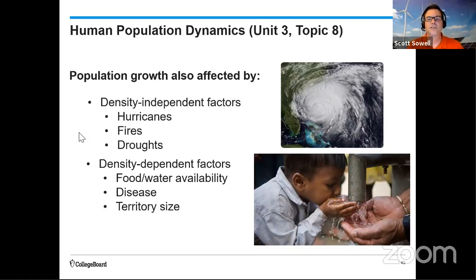So Ms. Fassler started this conversation the other day, reminding you that a hurricane is going to have the same destructive power to a population, whether the population is small or large. The density of the population does not impact the power of a hurricane, as opposed to something like disease, in which we know the proximity and density of organisms can speed up the transmission of that disease. So density independent, density dependent.